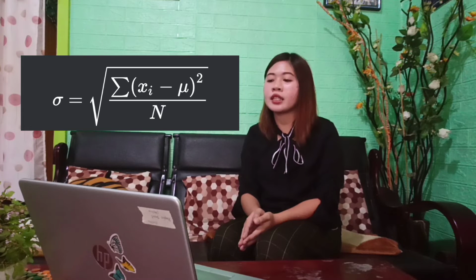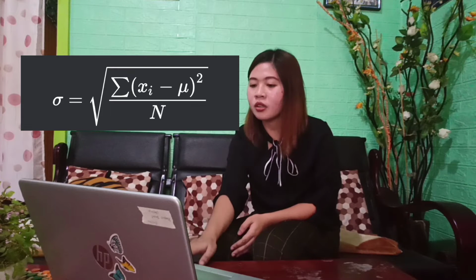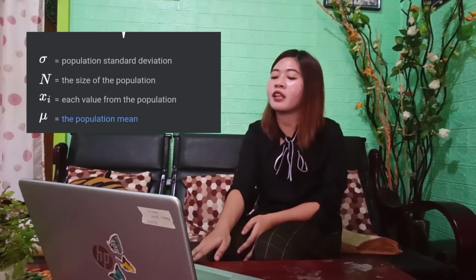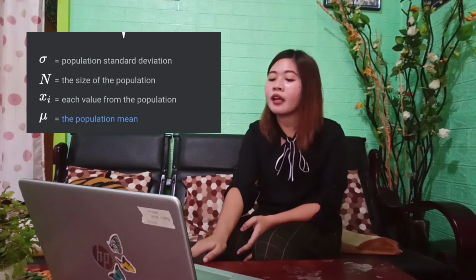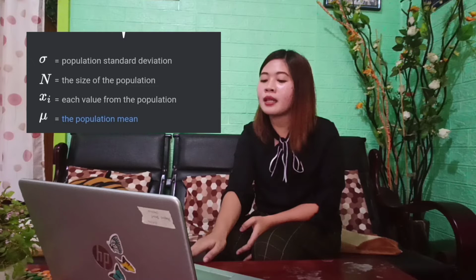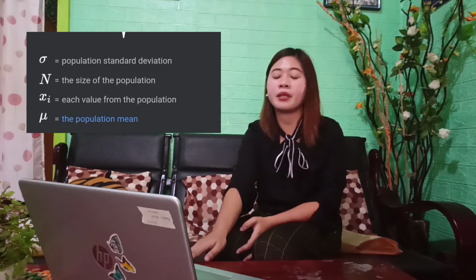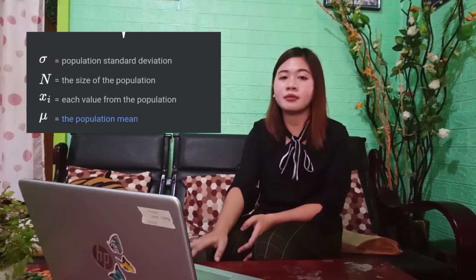So here is the formula of standard deviation. Sigma is equal to the square root of the summation of (x sub i minus mu) squared over N. Sigma here is the population standard deviation. N is the size of the population. The x sub i is each value of the population, and mu is the population mean. So, the same example but a different solution.